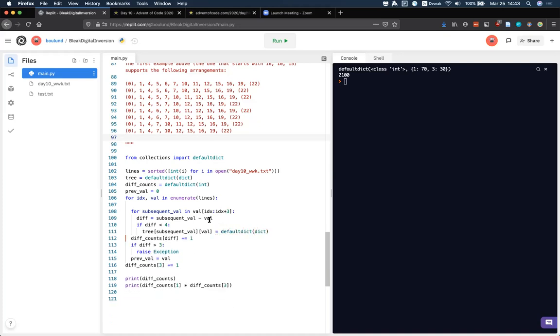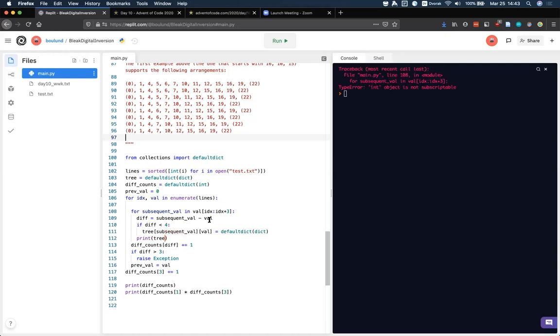You want to see what this looks like, just for a few examples? Yeah, let's do that. Can you shorten the list to maybe 4 items? Maybe we can just use the example. What was the name of that file? Test.txt. Okay. So if we just print the tree here. Object not subscriptable. That needs to be lines instead of val right here. Oh, sorry.